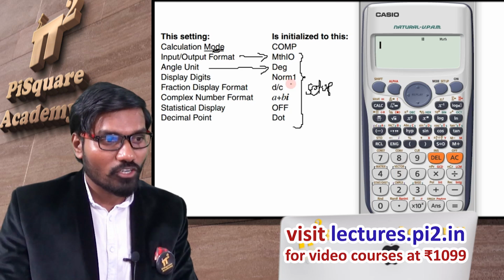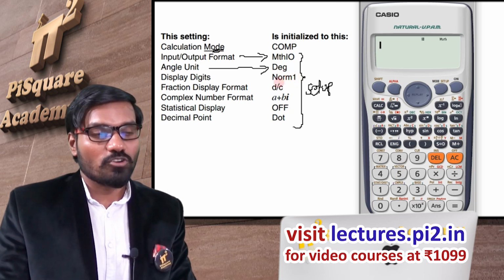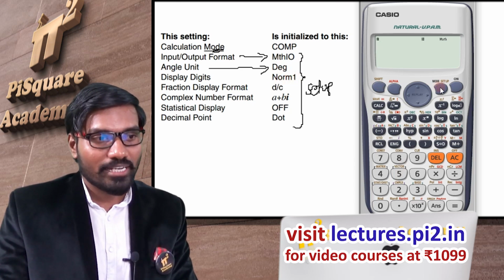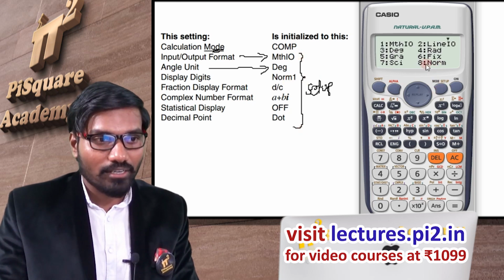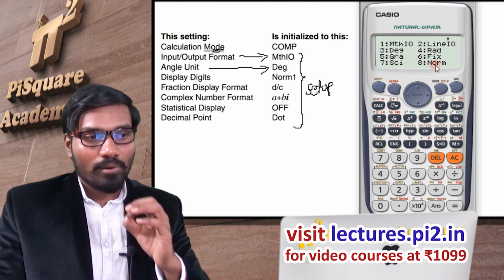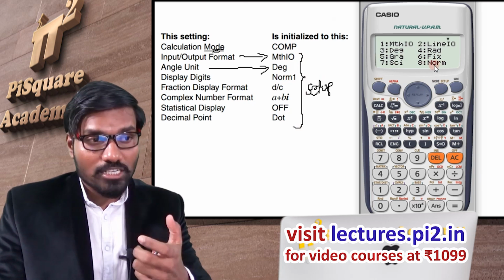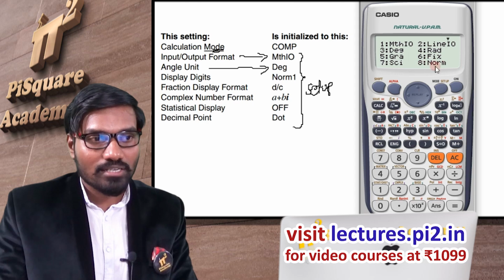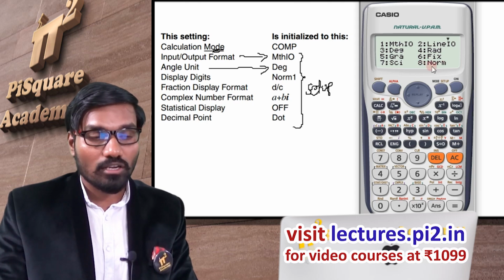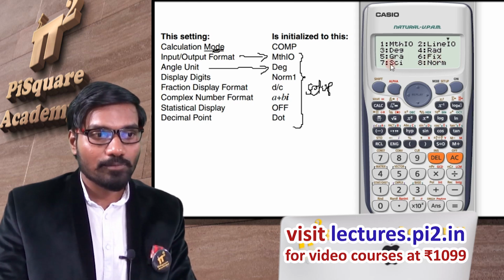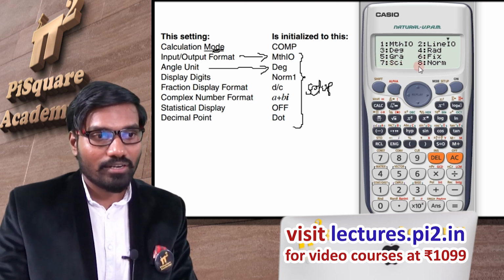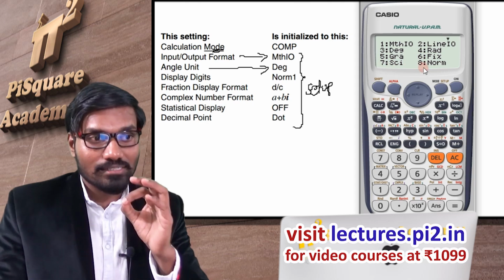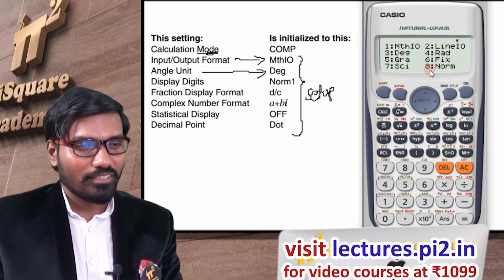Now coming to this normal one. What is normal one? Let's go to setup once again because all these are set up. I'm going to set up here normal representation of output display. These are all about the result. Normal is all about the result. Fix is about the result. SCI about the result. Number 6, 7, 8, they're all about the result in which mode you want to display. It will be more clear.